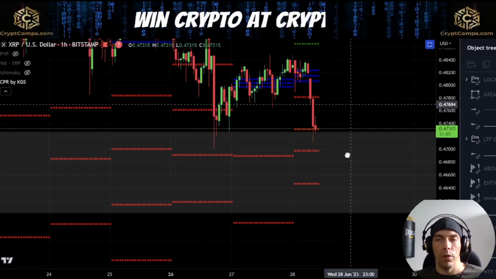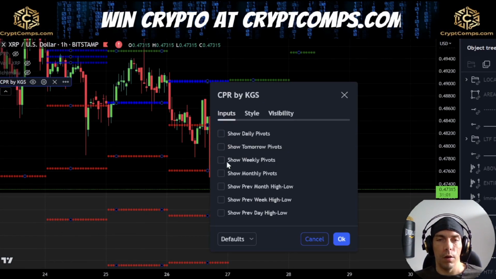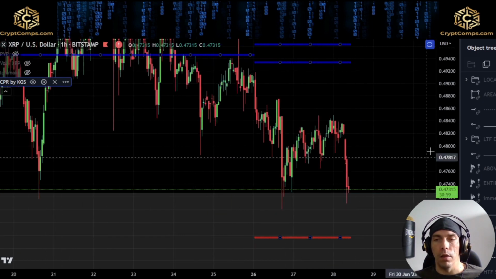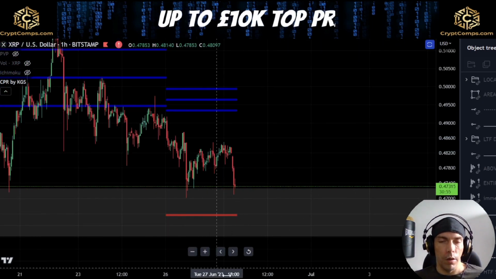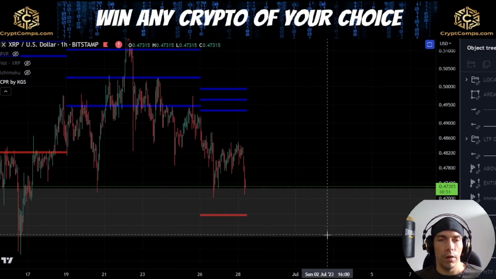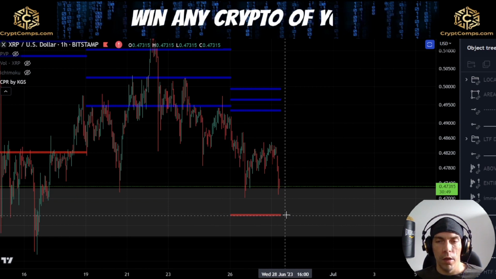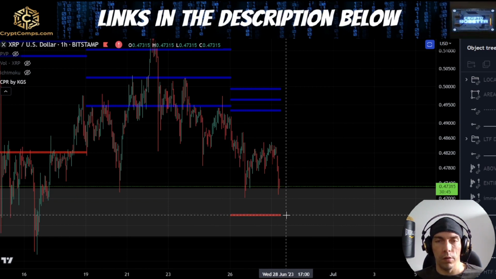Alternatively, we do still have some of these lower targets which could look to offer us support within that count. Now if we are looking at the weekly CPR, I'm going to have a look at this now, and what we can see is that with this weekly CPR, we are still sitting above this R1 line. So I would be very interested to see if we actually get an interaction with this.